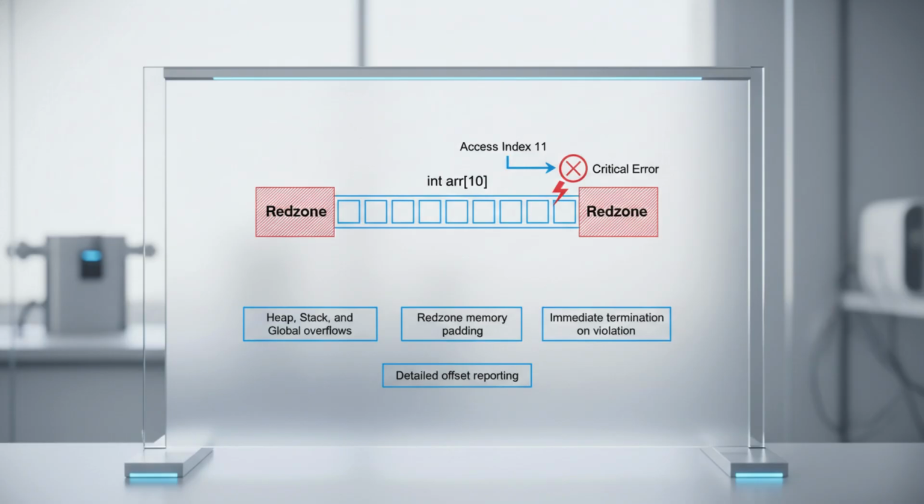For example, if you have an array of 10 integers and you try to access the 11th element, ASAN will stop the execution immediately and identify the buffer size and the offset of the illegal access.